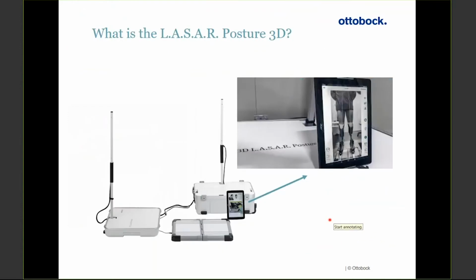So the 3D version, we released this probably about 2.5 years ago now, and it's based on very similar technology, but we've implemented a few more things to really get the advantage out of measuring ground reaction forces. So this is the L.A.S.A.R posture 3D. Again, we have a force plate, but this time the force plate is separated out into the two limbs. We still have the 4 cells, but now we can measure both the sound side and the affected side at the same time.